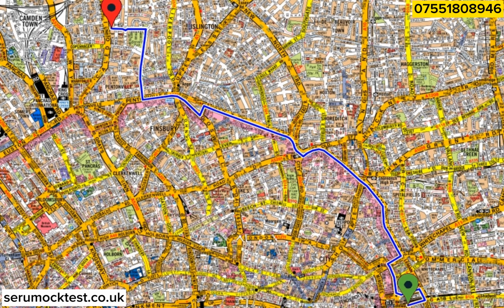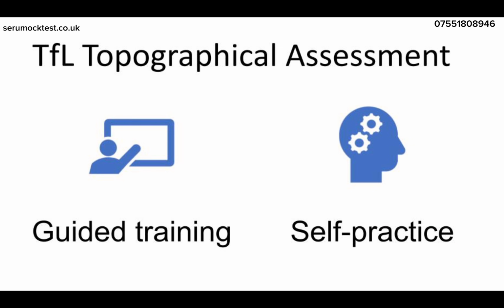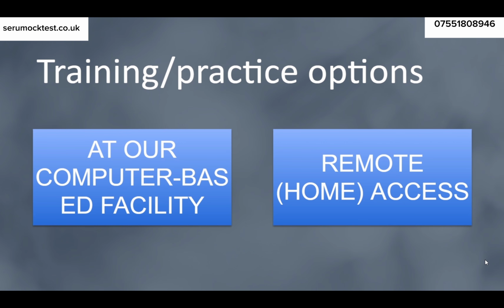Okay, so if you do this training, you have got two options available. One is a guided training where our experienced trainers will take you through all the routes that we have. Another is a self-practice, meaning you will come and practice yourself without any help or guidance from ourselves. You can access the training at our computer-based facility. Also, you have the option to do remote access, meaning we can give you access to our computer from home or wherever you are, and then you can practice.